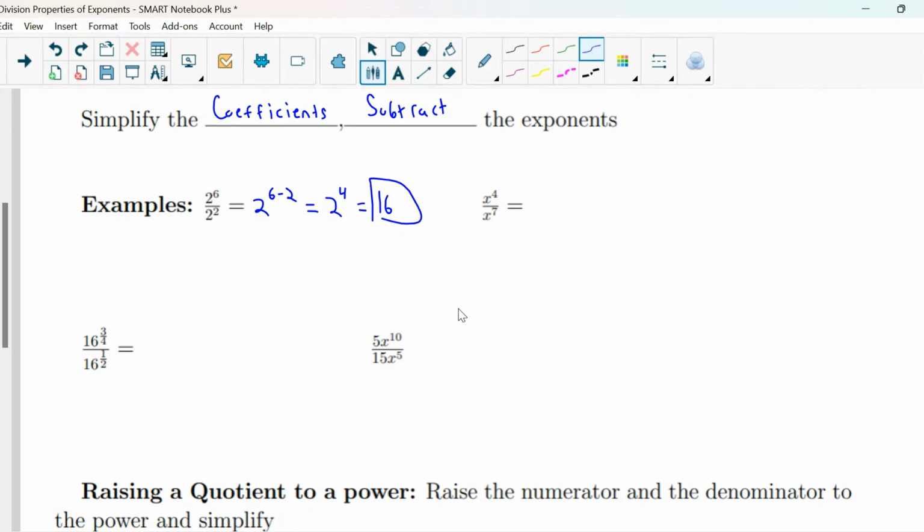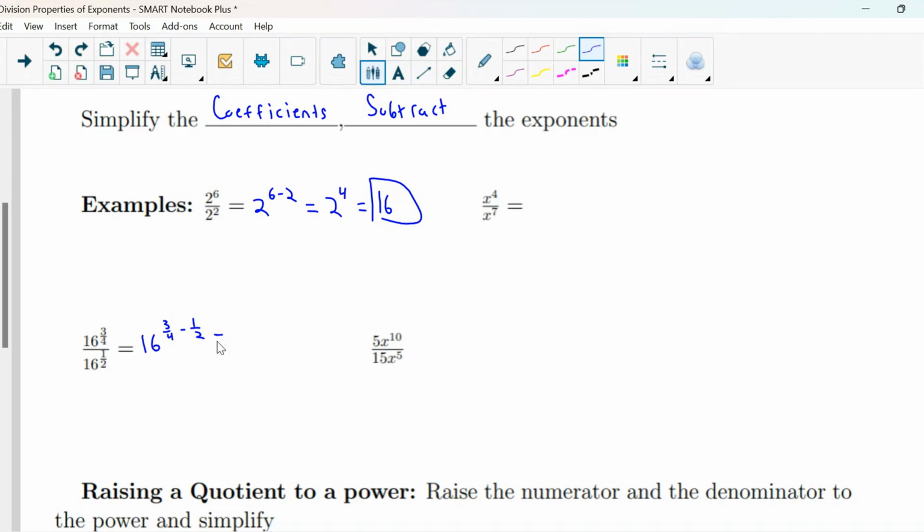I'll keep this one for class as well. Let's go down and take a look at this one with 16 as the base. This one is a little complicated since we're working with fractions, but we'll get through it. Once again, we have a like base, so we are going to subtract our exponents. So this is the same as saying 16 to the 3/4 power minus 1/2 power.